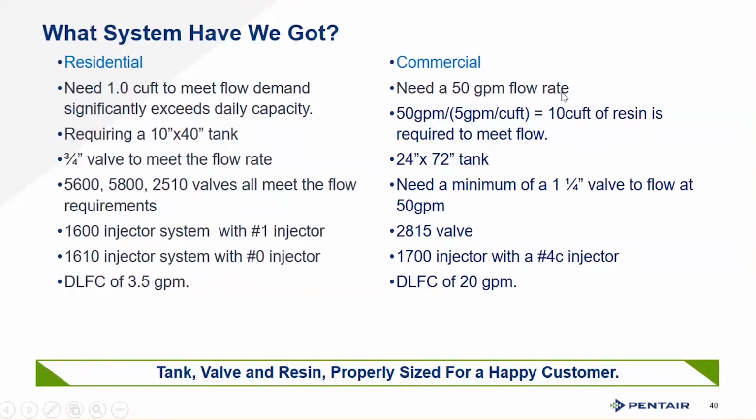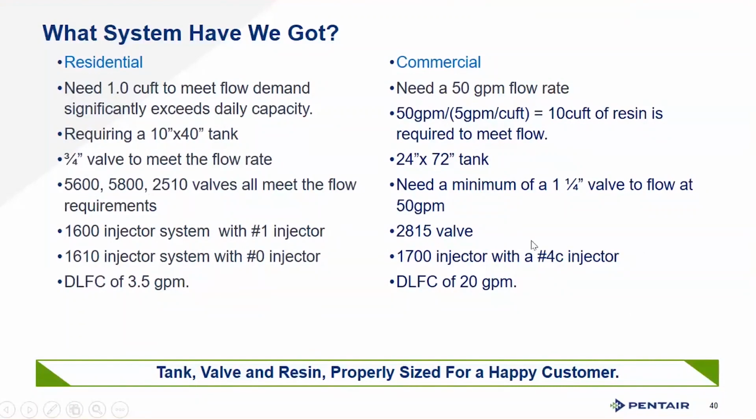In the commercial case with 10 cubic feet of resin, we're going to use a 24 by 72 inch tank with a minimum of 1.25 inch valve to flow at 50 GPM. Well, our 1.25 inch valve doesn't meet the 50 GPM flow requirement. The valve we have is 1.5 inch 2815 valve with a 1700 injector with a number 4C injector there with a 20 gallon per minute drain line flow control. Tank, valve, and resin are properly sized for a happy customer now.